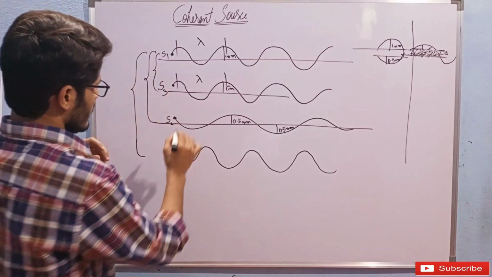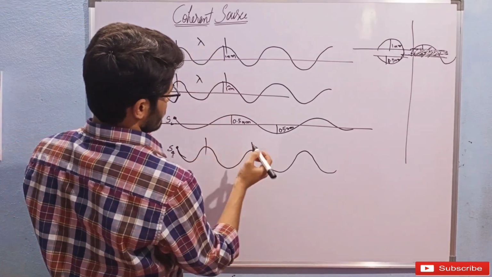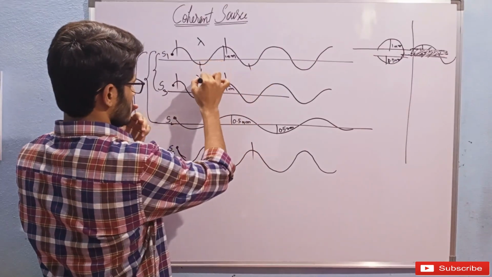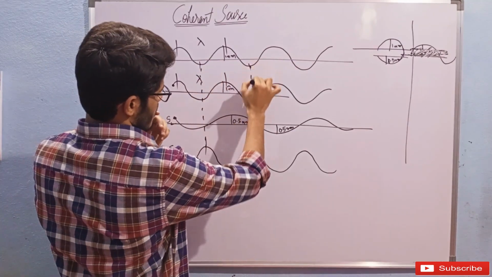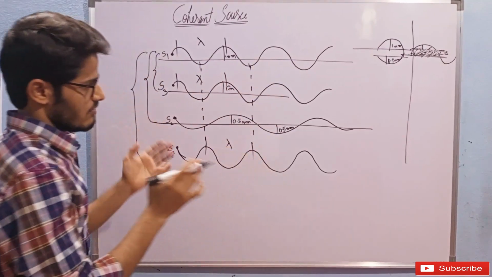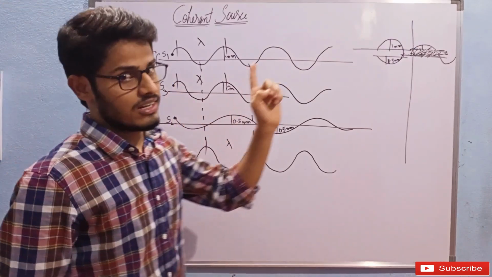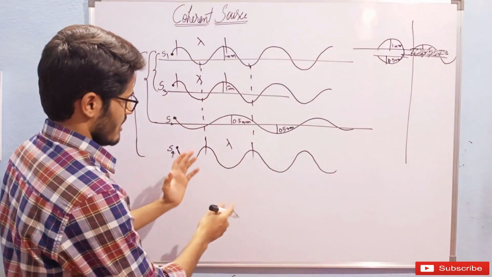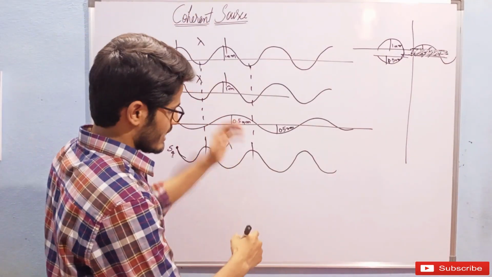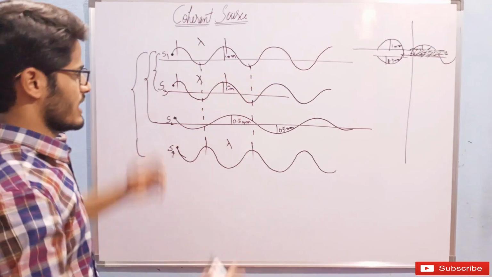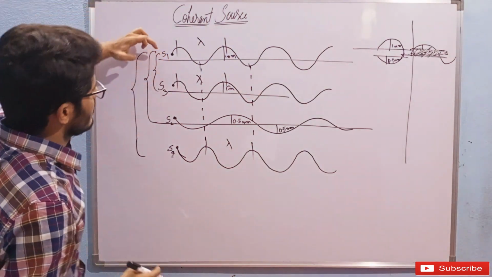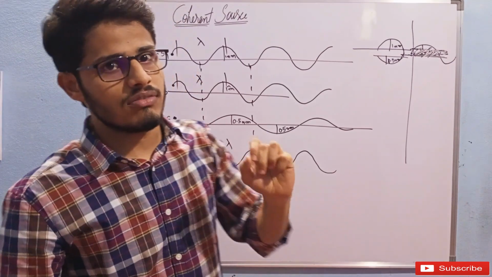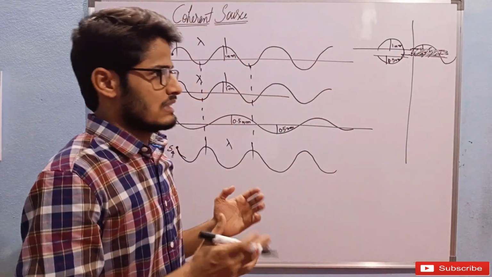How come? You see, first thing is that they both have the same wavelength. Here you have the bottom of this, and here you also have the bottom of this. If you compare, they both have the same wavelength. One condition got satisfied. The other thing is the same frequency. It means if this is oscillating 2 times in a second, this will also oscillate 2 times in a second. But the only thing is that between S1 and S2, there is a phase difference of pi, 180 degrees.